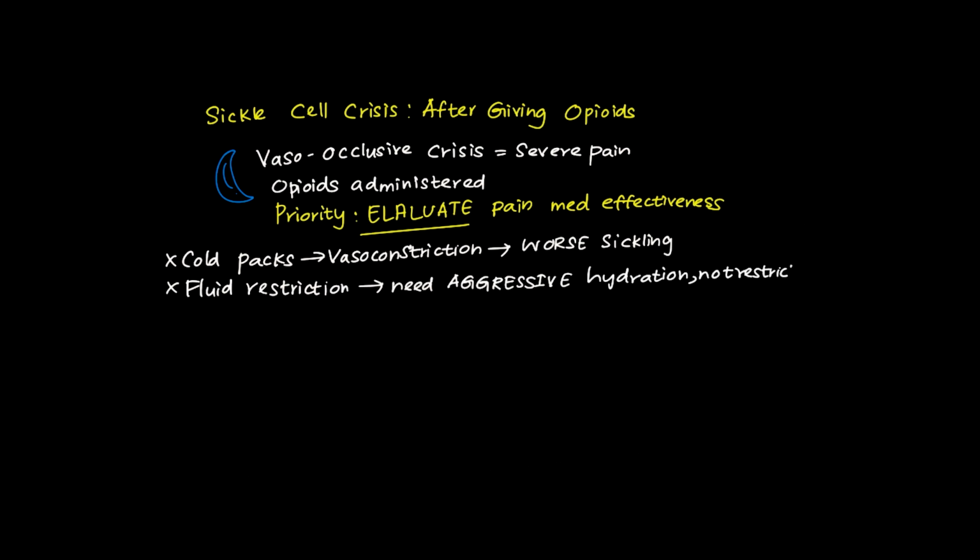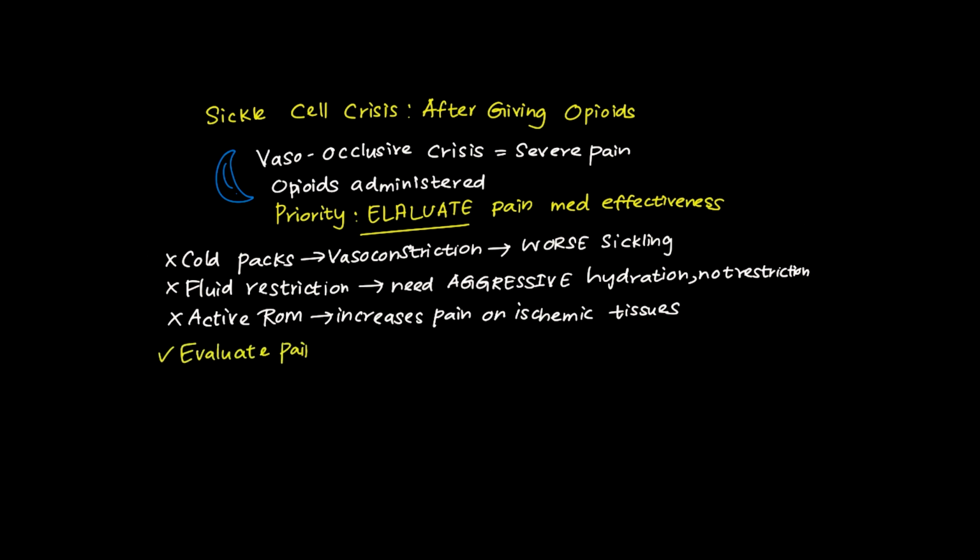Fluid restriction is the opposite of what these patients need. Aggressive IV hydration is a cornerstone of crisis treatment. It improves blood flow and reduces blood viscosity, which helps unsickle cells. And active range of motion during an acute crisis would increase pain and stress on already damaged ischemic tissues. Rest is appropriate until the crisis resolves.